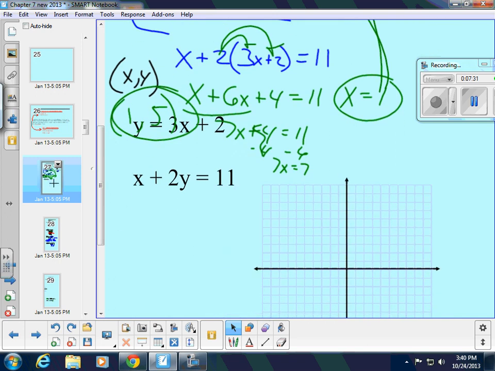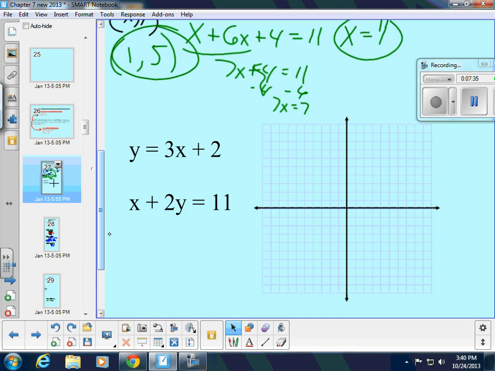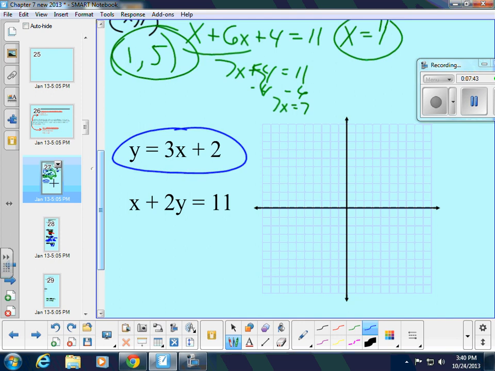Bring these down here. Again, I found that the solution, using the substitution method, was (1, 5). Well, if I use the other method, graphing, I should still get the same answer, correct? So right now I'm going to graph this equation, y equals 3x plus 2. My y-intercept of that equation is 2. The slope is up 3 over 1.